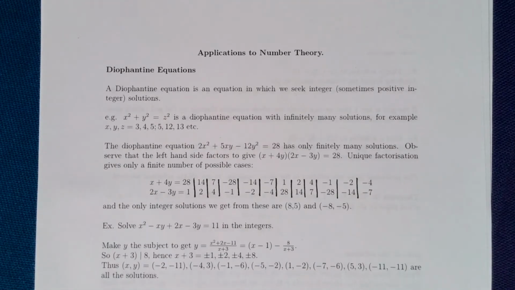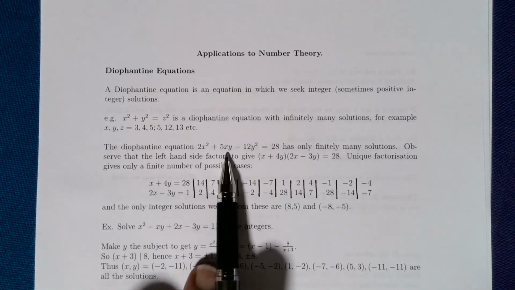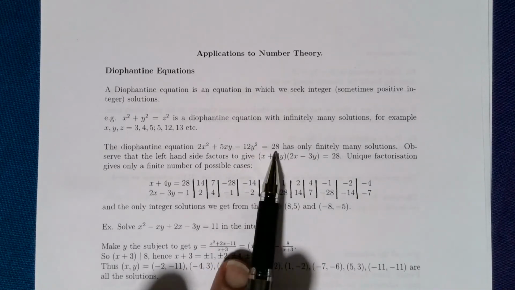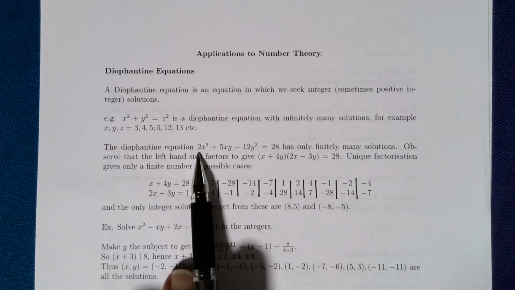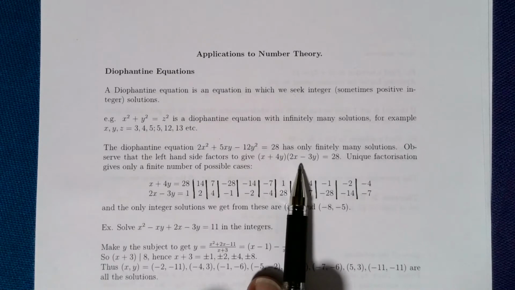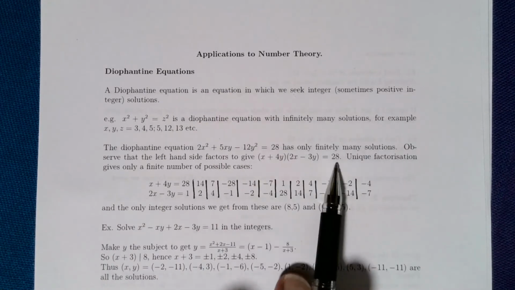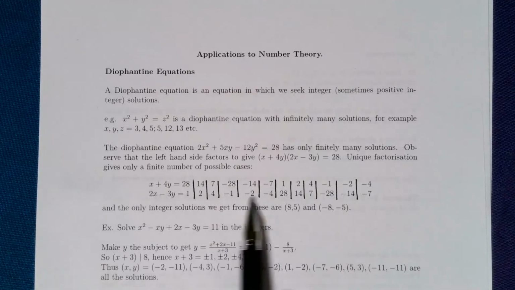Sometimes Diophantine equations have no solutions, and sometimes they only have finitely many solutions, as in the next couple of examples. So here's a Diophantine equation: 2x squared plus 5xy minus 12y squared is 28. And this has only finitely many solutions. The way we can see that is to think of this as a quadratic in x and try to factorise it. You quickly discover that this is a factorisation of the quadratic, and it's got to equal 28. Now unique factorisation kicks in, and we've got 2 numbers multiplied to give 28. There's only finitely many cases, and I've listed them all here.